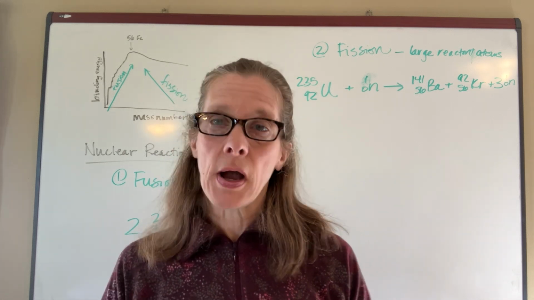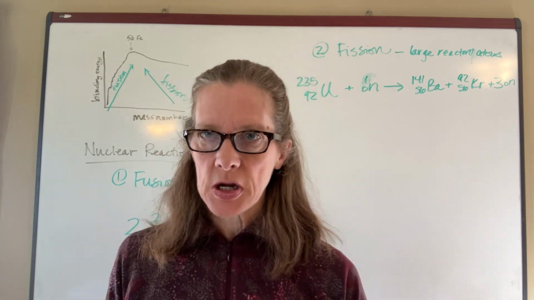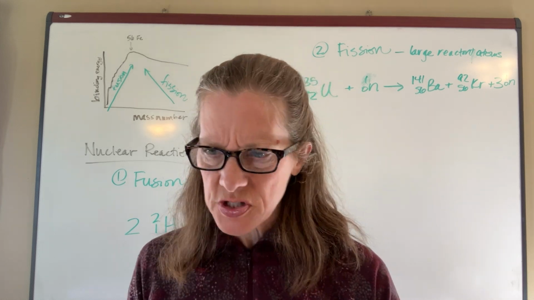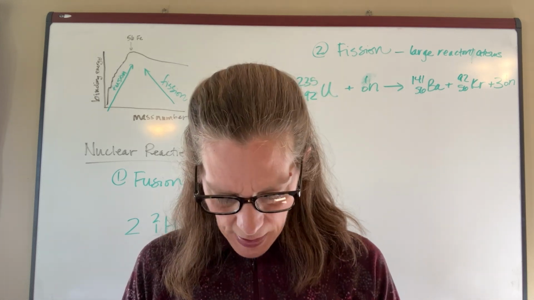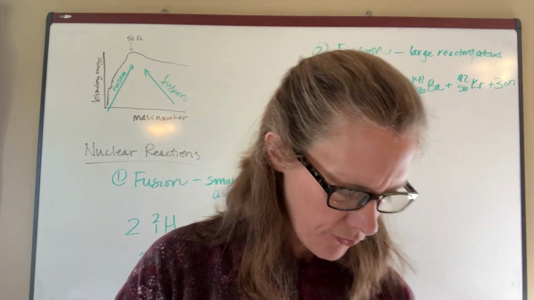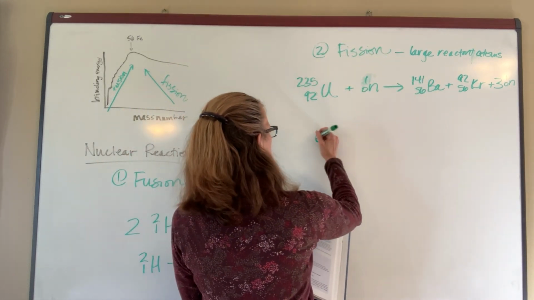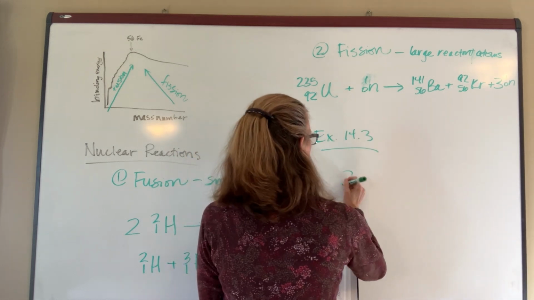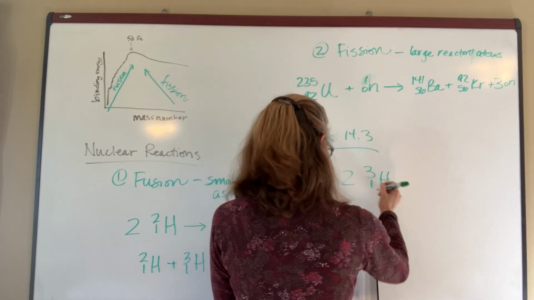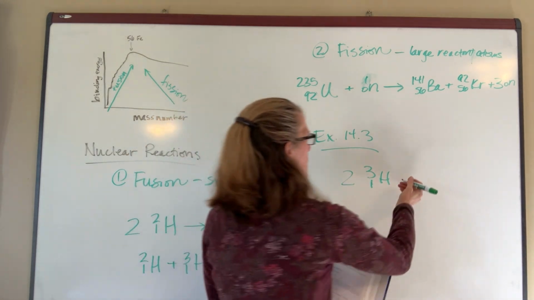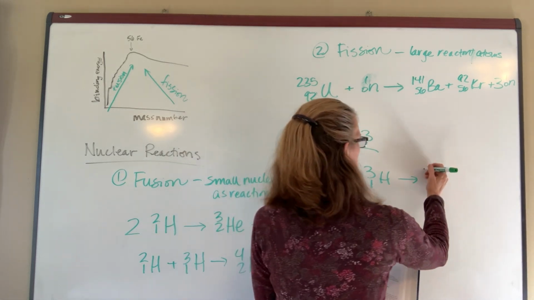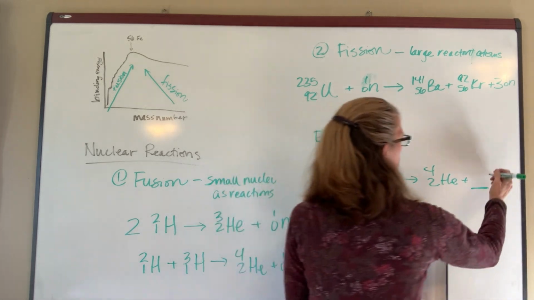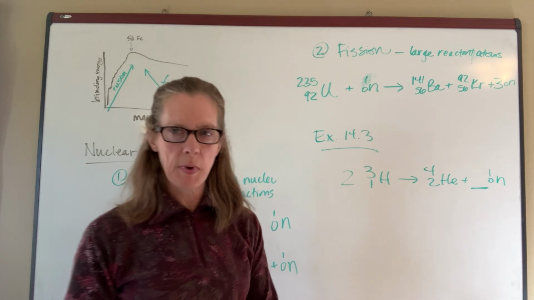We can go ahead and work a couple of other problems though, just to make sure that you know what you're doing with these reactions. So if we look at example 14.3, we're supposed to fill in the blank for how many neutrons are going to be produced from this reaction. I have two tritium atoms, and they are going to make helium-4 (4,2 He) plus how many neutrons? So how do you go about figuring this out?